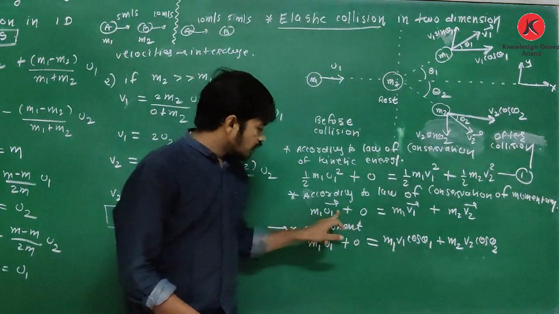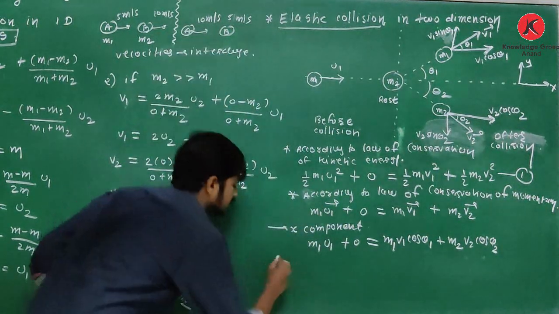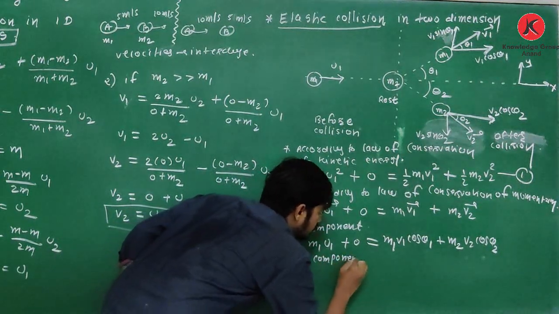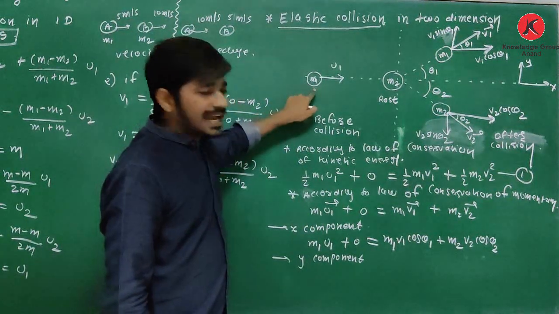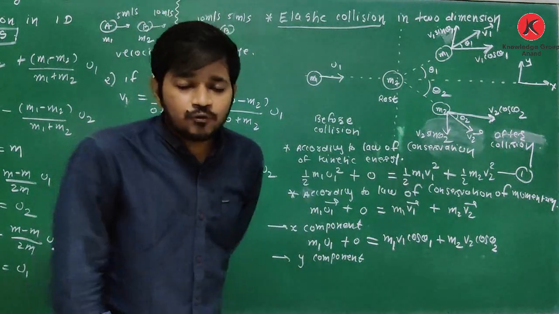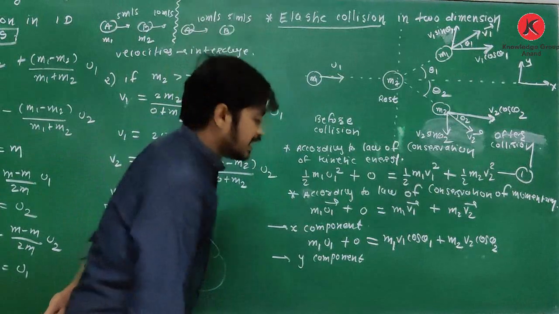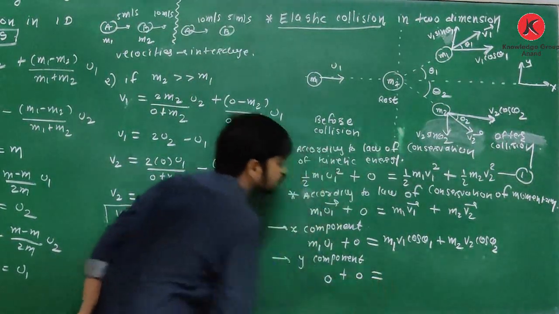Okay, that is the x component of this equation. Now the y component of the equation. This object m1 is moving in the x direction, so its y component is obviously 0. Plus 0 is equal to.